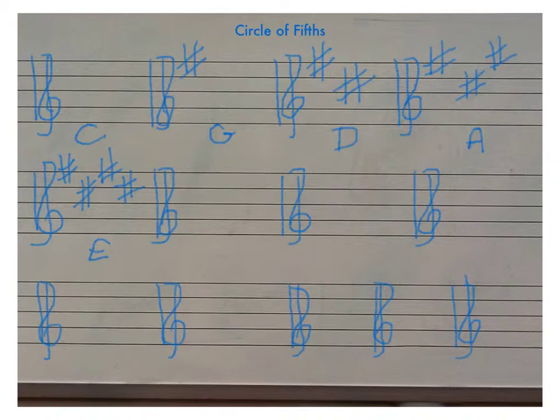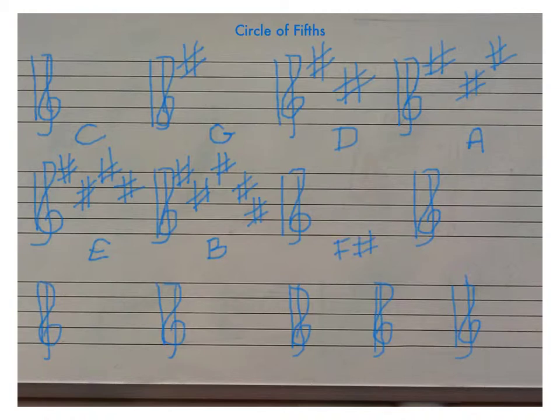Now let's see if the pattern works. If the pattern works, E to the next note up, which would be a perfect fifth, is a B. Let's see if that's what happens. We're going to have five sharps now: F, C, G, D, and A. Bingo! It is the key of B major. A fifth above B is F sharp.